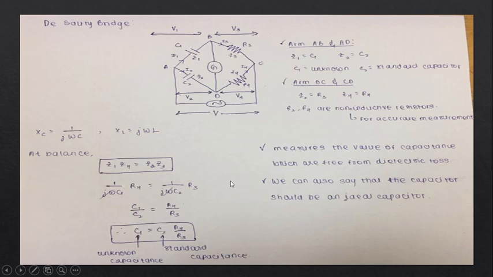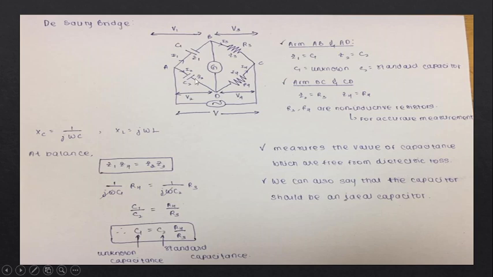One important point we should mark in Sauty bridge is that the Sauty bridge measures the value of capacitance which are free from dielectric loss. We can also say that the capacitor should be an ideal capacitor. Otherwise, if the capacitor is not ideal, then this bridge will not work for the proper measurement of the capacitors. Therefore, we have to have an ideal capacitor, free from dielectric loss.